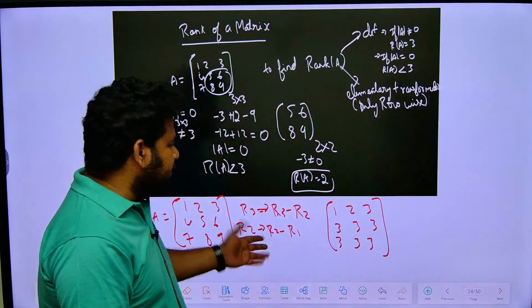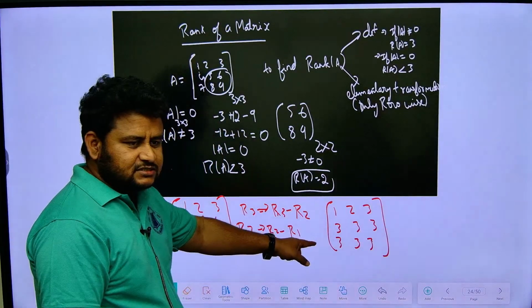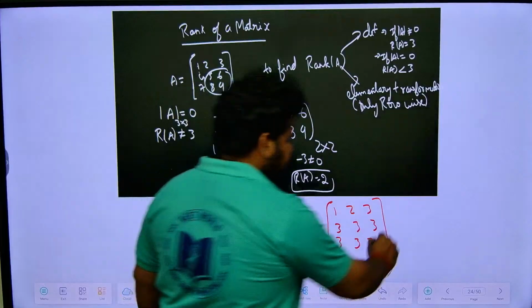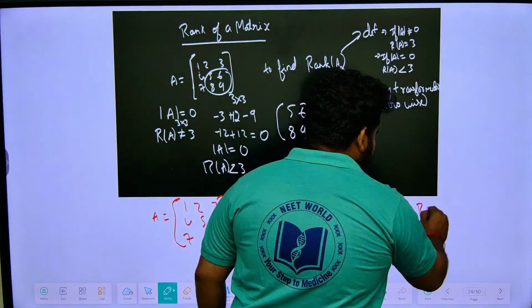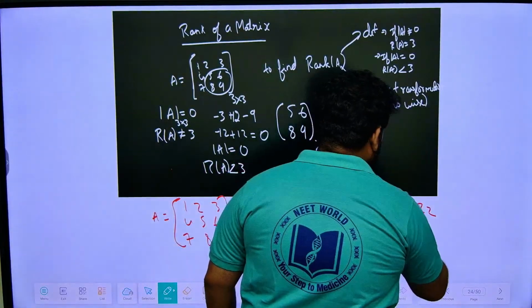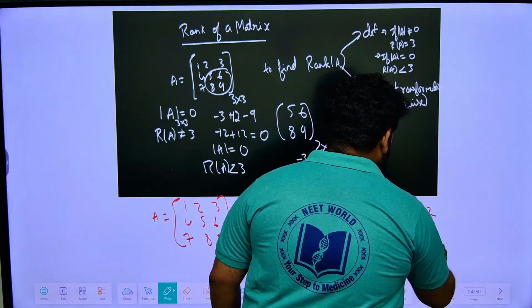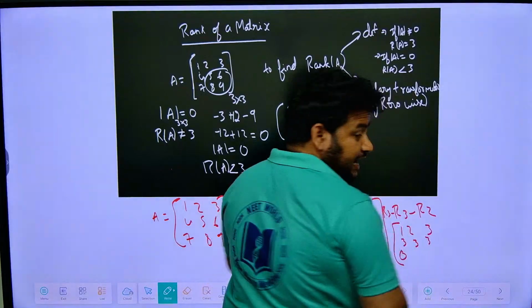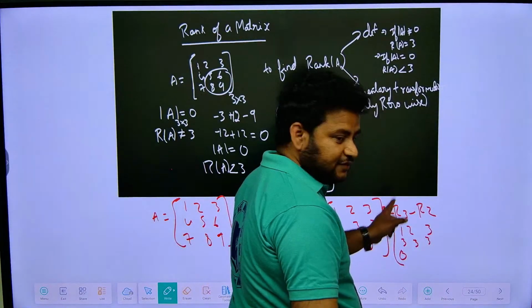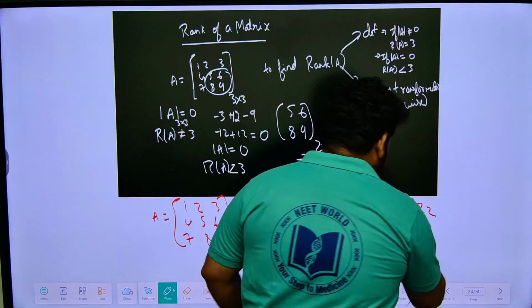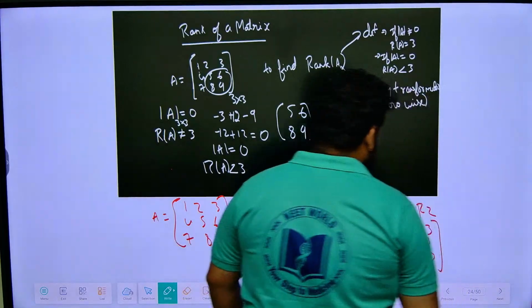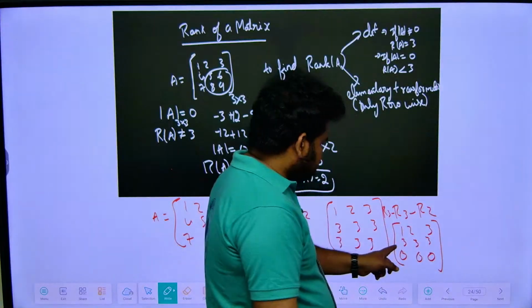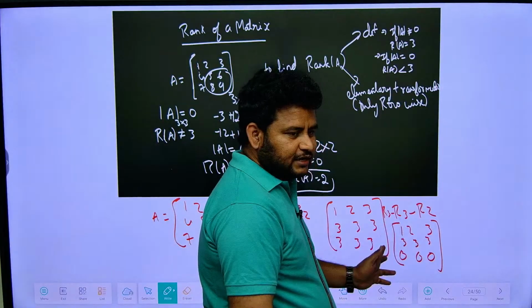So further if I do R3 minus R2, what I'll get? 1, 2, 3, this will be 3, 3, 3, and this will be what? R3 is equal to R3 minus R2, R3 should start with R3 only. So this will become 0, 0, 0.